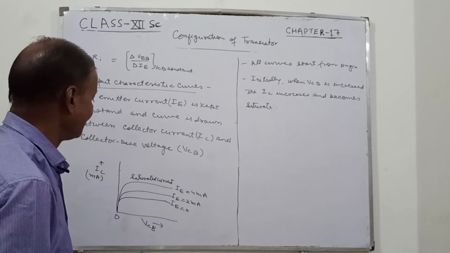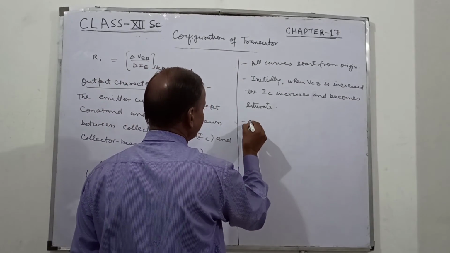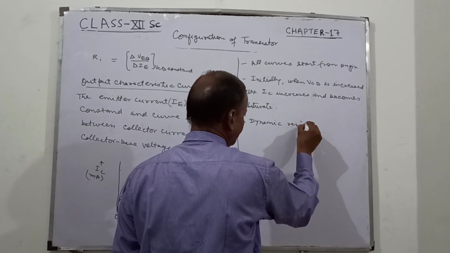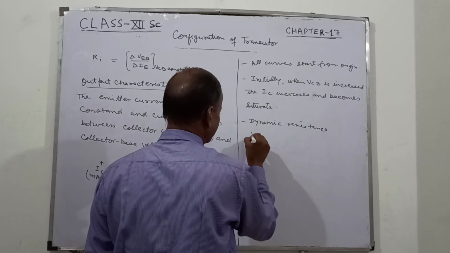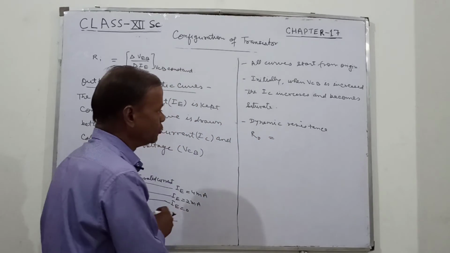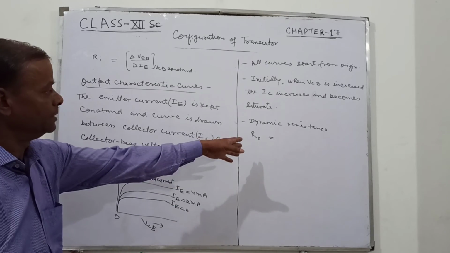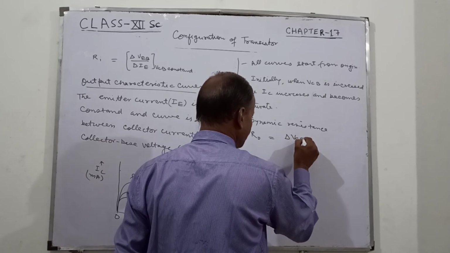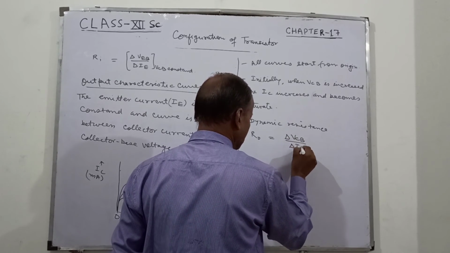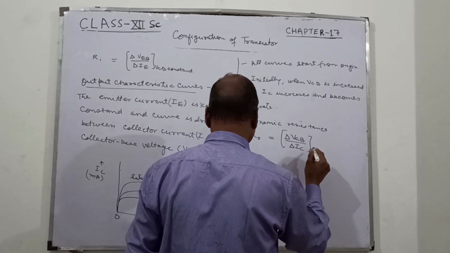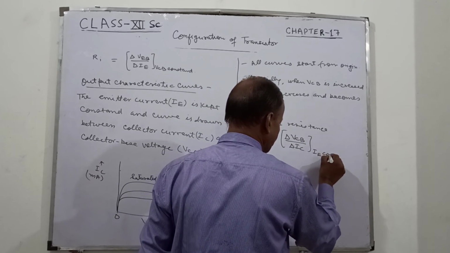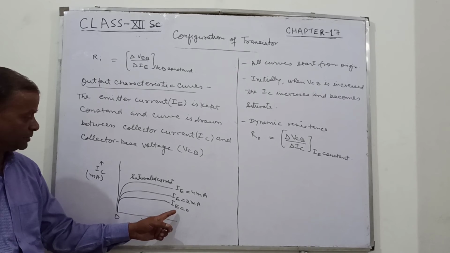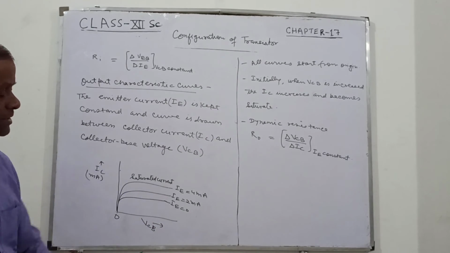And now we have the dynamic resistance R0. This is taking the output. We are taking the output resistance curve. So we have this R0, which is delta VCB upon delta IC, keeping IE constant. So choose either of the curves and find this resistance.